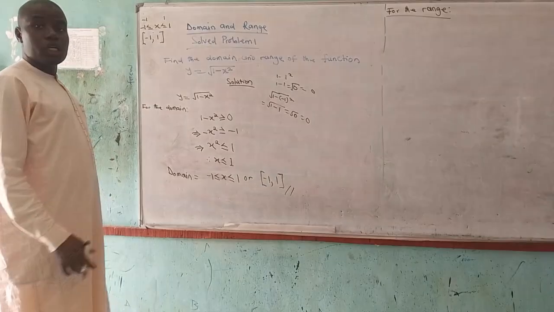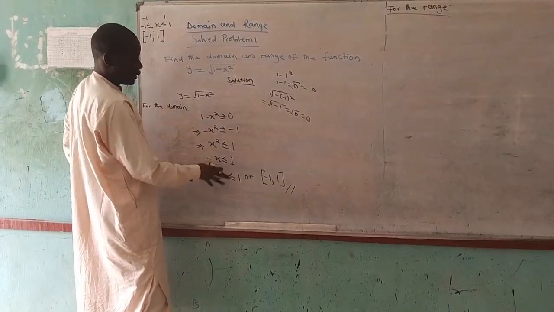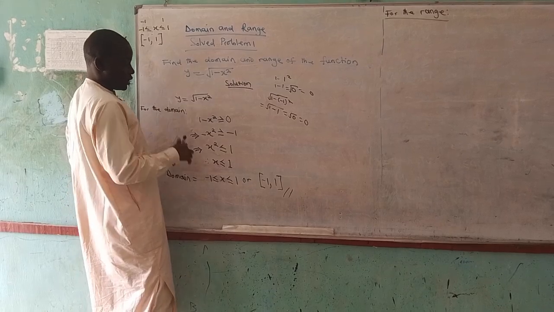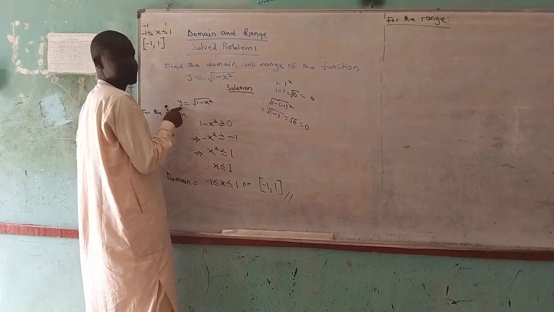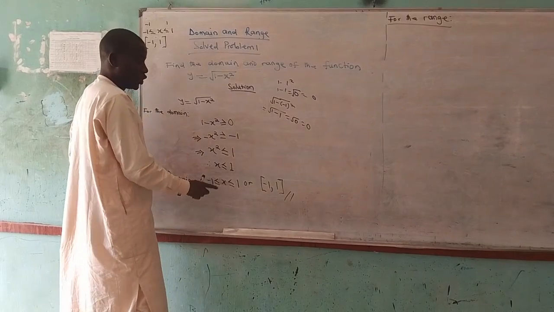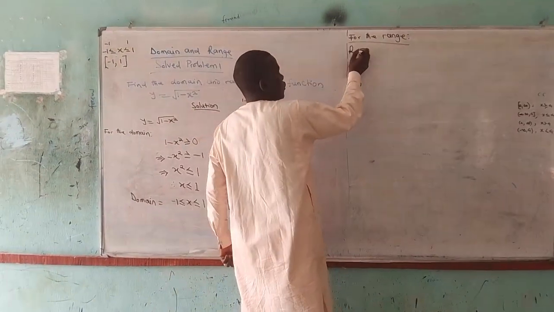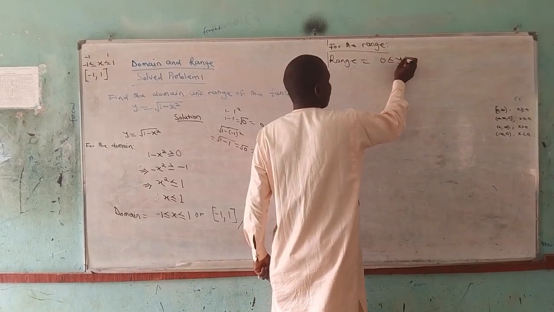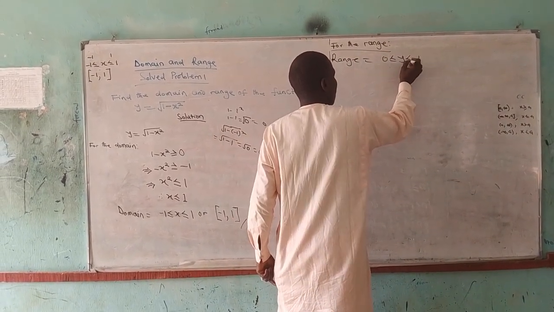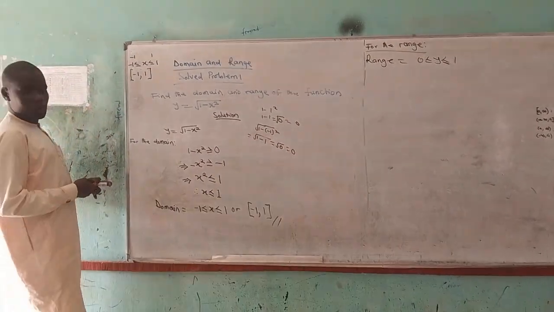Do you understand? So the minimum value of y is 0. Meaning that y will start from 0 to 1. So our range here is 0 less than or equal to y less than or equal to 1.